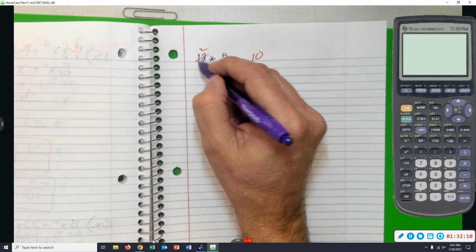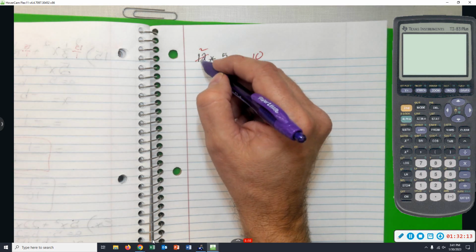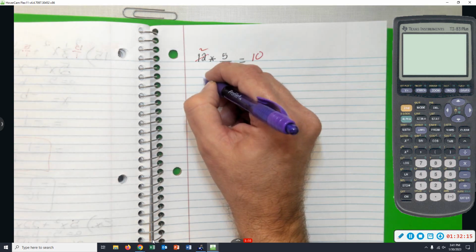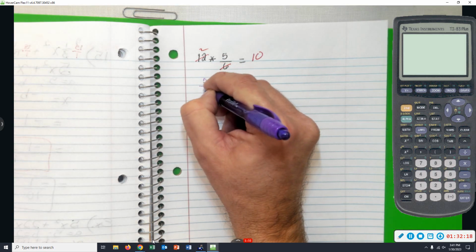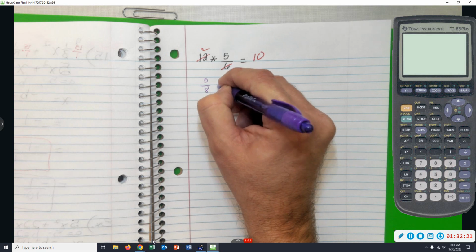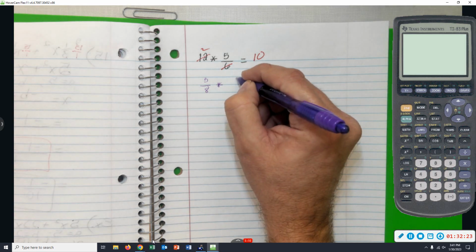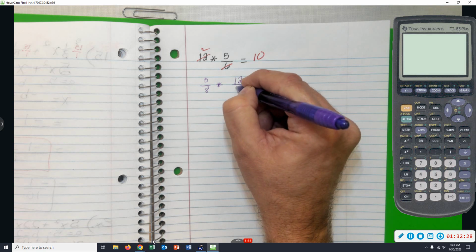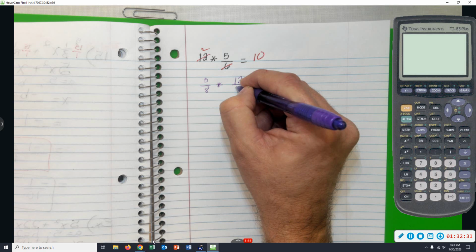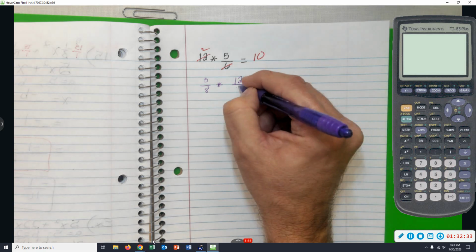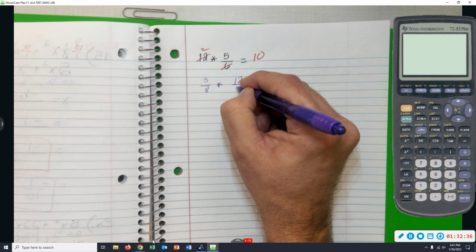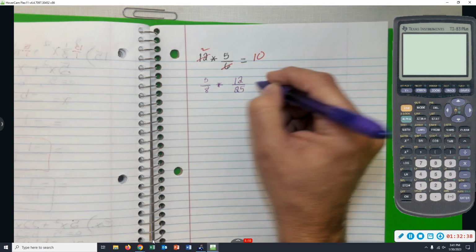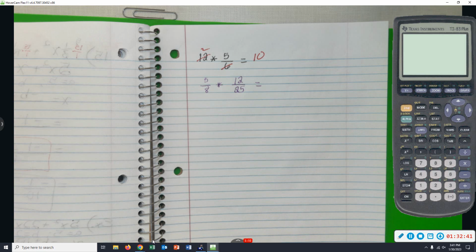And it doesn't work just for an integer and a fraction; it works for two fractions too. If we had 5 over 8 times 12 over 25, my goodness, my handwriting's messy. How could you do this cross-canceling?